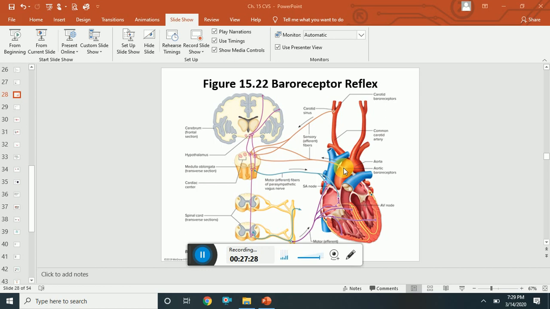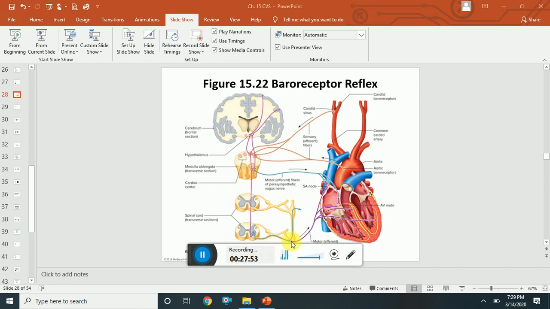And then you've got the aortic baroreceptors, right as soon as blood is pumped out of the left ventricle. Now, these two receptors are going to monitor your blood pressure and pick up changes. That would be your sensory fibers, and they will take it to the center of the reflex, which is different parts of the CNS.